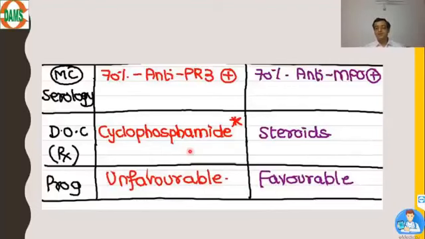So the prognosis, the final line. What is the prognosis? It is unfavorable in Wegener's because the risk of renal failure is 70%. And it is favorable in Churg-Strauss because the risk of RPGN, renal failure, is only 30%. So this is what we want to understand.